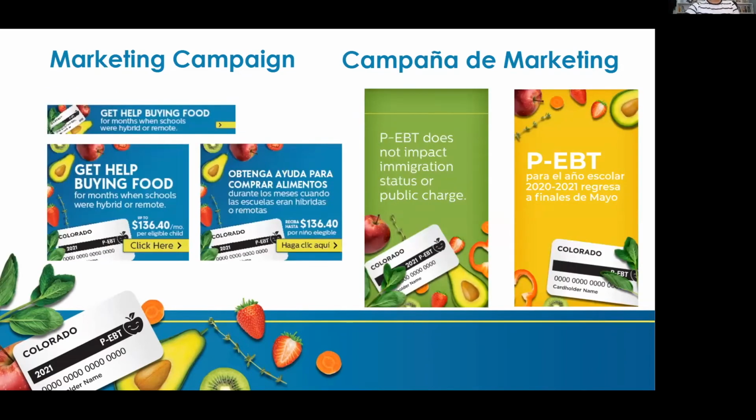So again, like last round, we're using digital ads again to spread the word about P-EBT. We have used the same familiar design, but updated the language to reflect the current P-EBT guidelines. On the right are examples of updated social media posts that can be found in our outreach toolkit. These are images of Instagram story images, and all of our ads and social media posts will be available in English and Spanish.